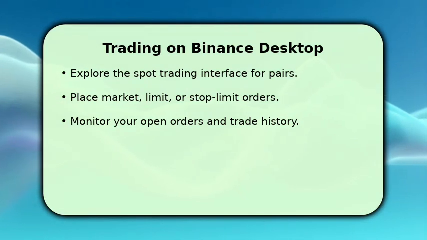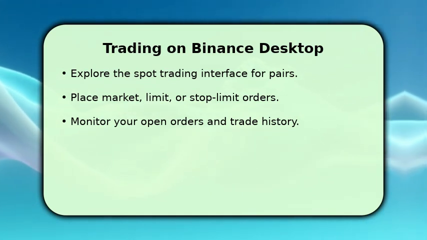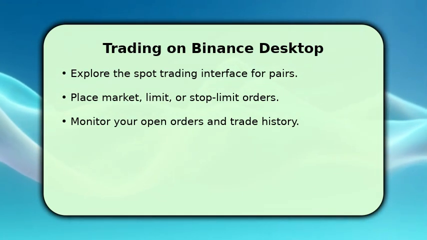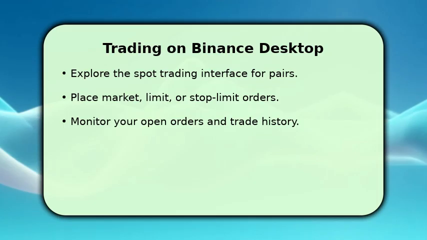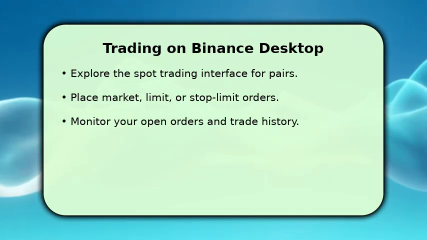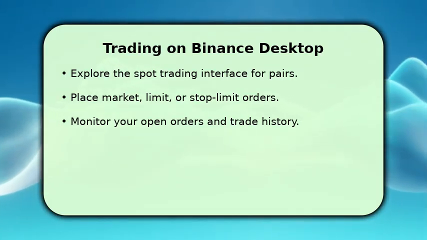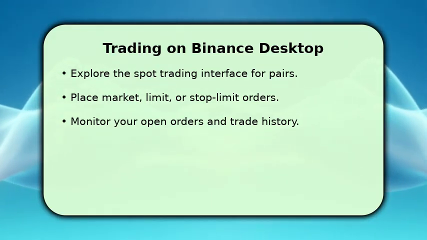Now, let's explore the trading interface. Navigate to the spot trading section to view various cryptocurrency pairs. You can place different order types: a market order for instant execution, a limit order to buy or sell at a specific price, or a stop limit order for advanced strategies. Monitor your open orders and trade history easily from the dashboard, giving you full control over your investments.